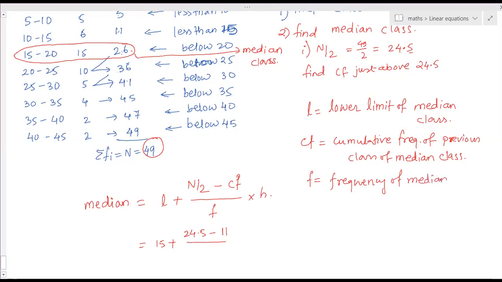Frequency of median class. And H, that is what is the frequency of concept. Varnika, mute your mic.